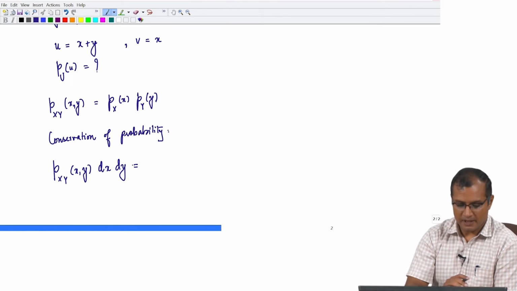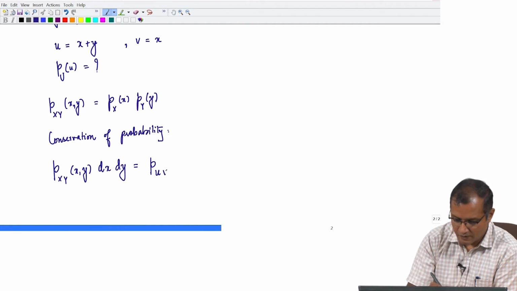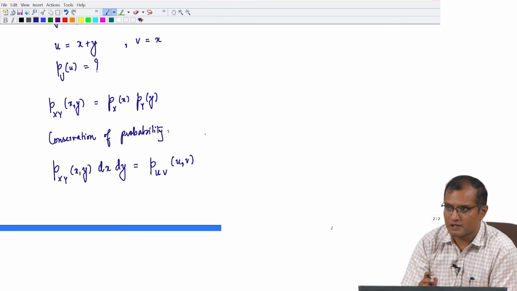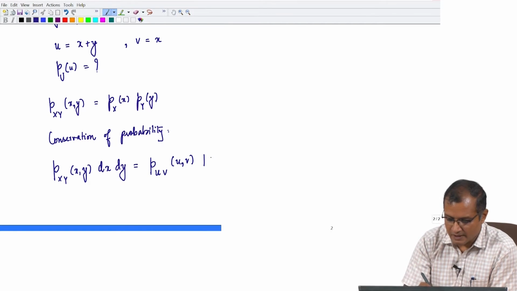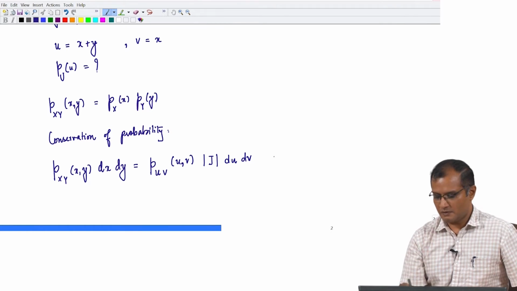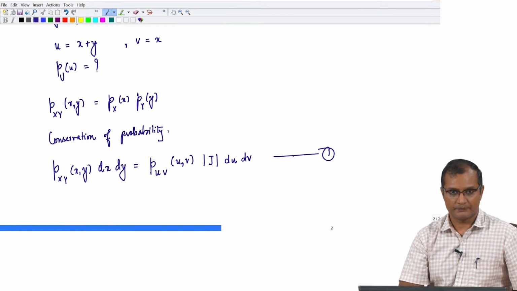and basically this should be equal to the PDF p_uv(u comma v) into, now there is an amplification factor involved because I have gone from x y to u v. So, there is an amplification factor here, that is the Jacobian, into du dv. So, this is a straightforward generalization of our 1D case.